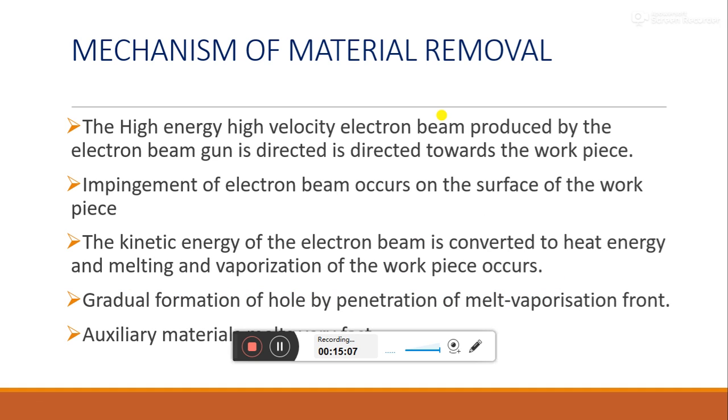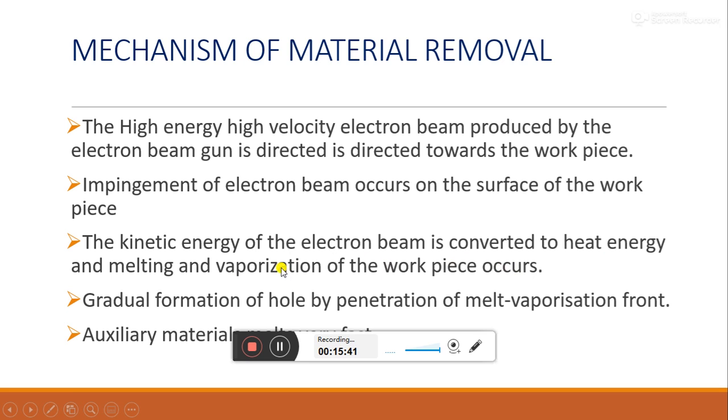Okay. Now let's go to the mechanism of material removal, how the material is being removed from the workpiece. The high energy, high velocity electron beam produced by the electron beam gun is directed towards the workpiece. Then impingement of the electron beam occurs on the surface of the workpiece. Impingement means the impact of the beam on the workpiece. Now what is the energy conversion? The kinetic energy of the beam is converted to heat energy, and melting and vaporization of the workpiece occurs.